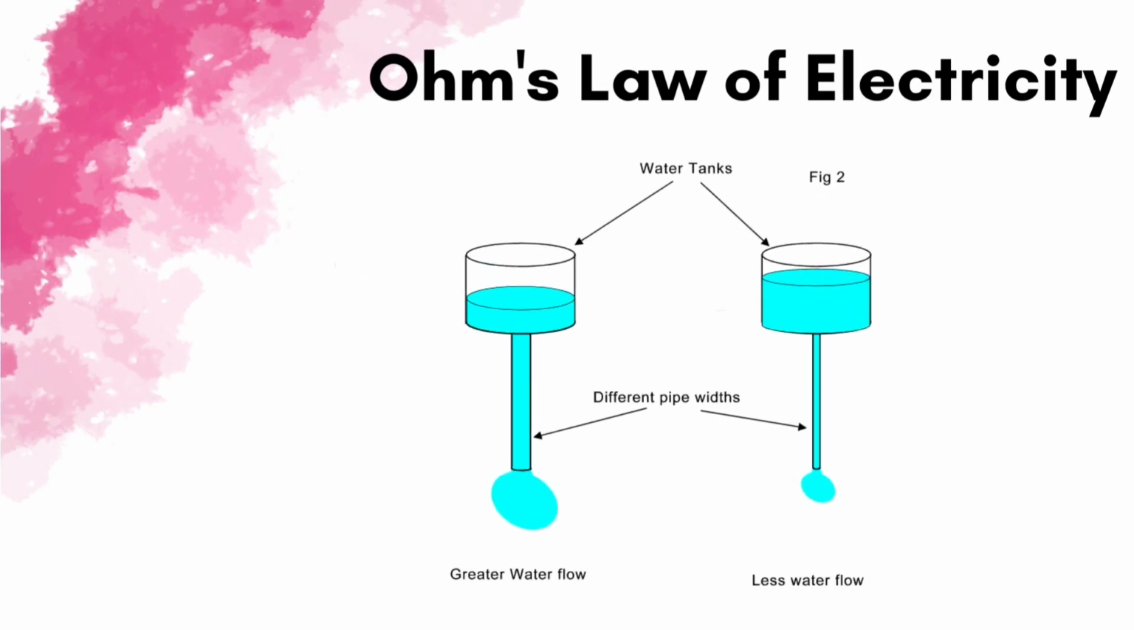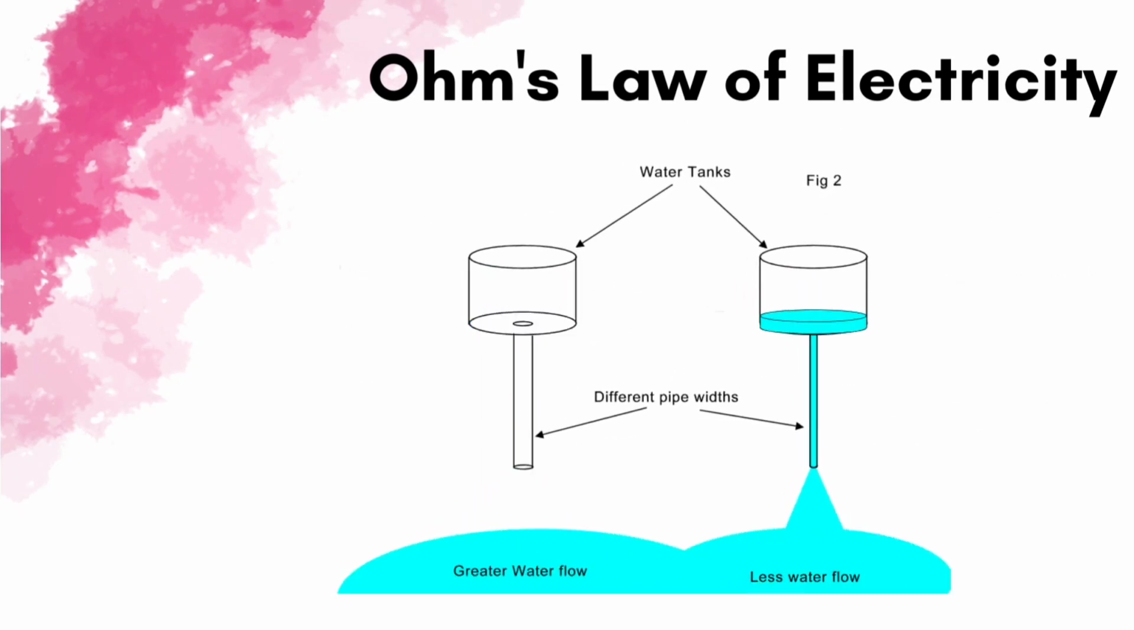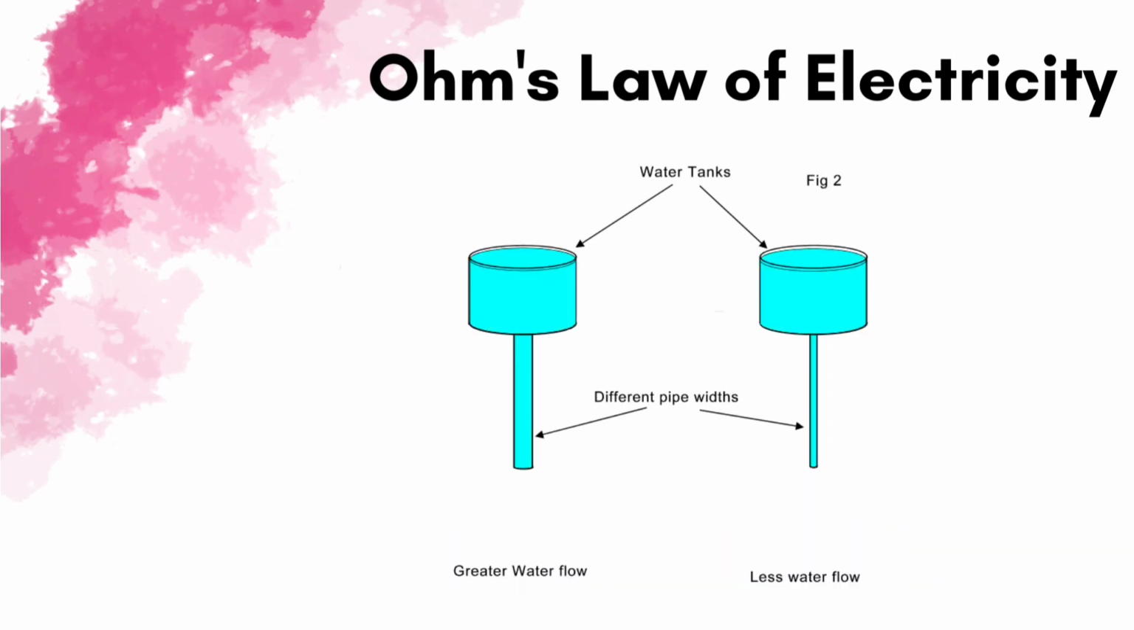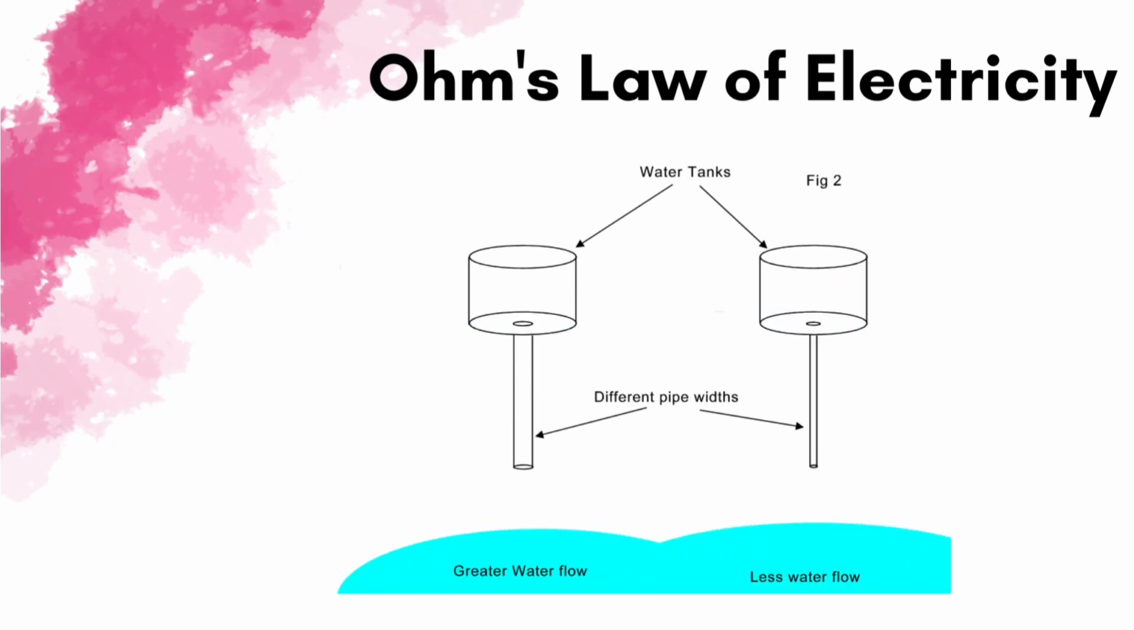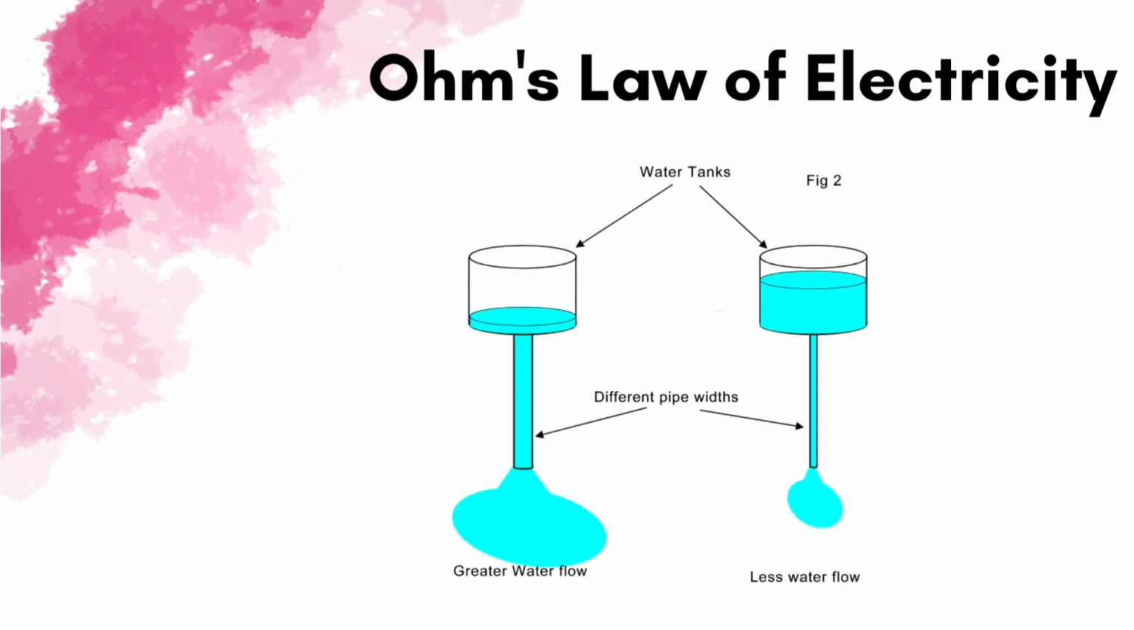Here, the voltage is analogous to water pressure, the current is the amount of water flowing through the pipe, and the resistance is the size of the pipe. More water will flow through the pipe when more pressure is applied and the bigger the pipe, the lower the resistance.